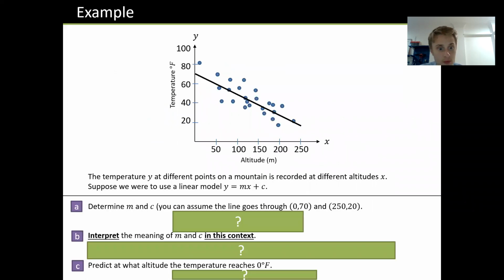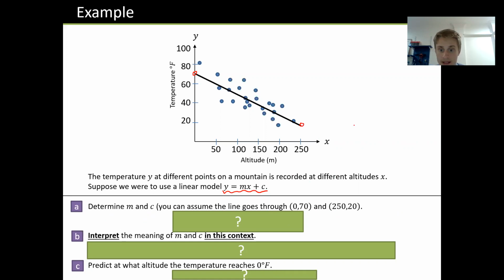Okay, so let's have a go at a question. We're going to do this one without the calculator, but your stats teacher will be able to show you later that you can input each coordinate and it will actually find these numbers for you. Okay, so determine M and C for the following. So we're allowed to assume that this goes through (0, 70) and (250, 20).